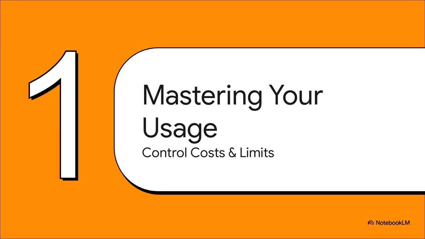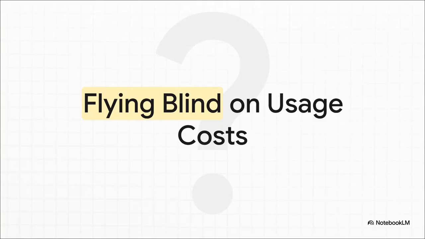Okay, let's kick things off with a problem that I think every heavy user has faced. You're right in the zone, and boom, you unexpectedly hit your API limits. So picture this. You're deep in a coding session. You're making amazing progress, and then, bam, you're rate limited. And the really frustrating part is not even knowing how close you were to the edge, right? You've basically been flying blind on your token consumption, and it just completely killed your momentum.